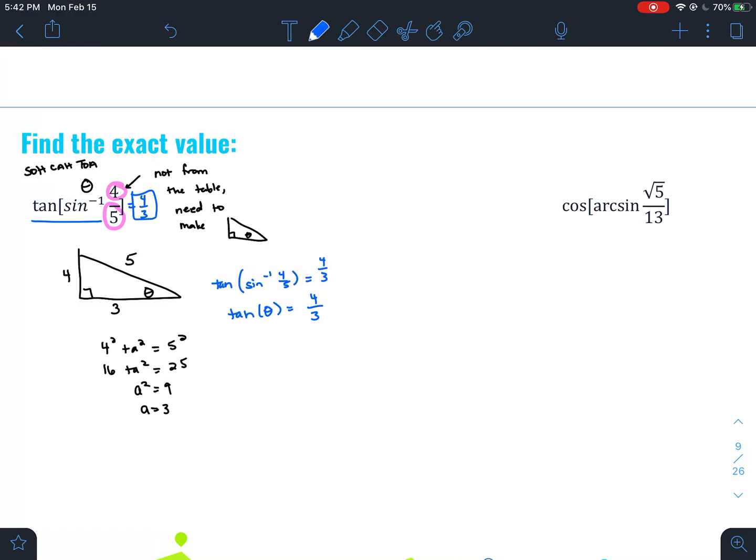All right, another example, find the cosine of the arc sine of square root 5 over 13. Well, again, arc sine is inverse sine, so we want to find the inverse sine of square root 5 over 13. That is not from the table, so we're going to make a right triangle.